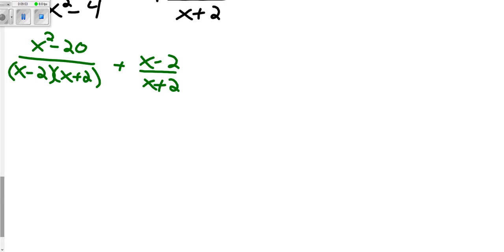So just watch. So your common denominator. I'm trying to see what I have. I need them to both be the same. This one has an x minus 2 and an x plus 2. This one only has an x plus 2. So what do I do when I need a common denominator with fractions? You multiply. You put it on the side. So I've got to multiply this now by x minus 2 as well. Now whatever you do to the bottom, you have to do to the top as well.